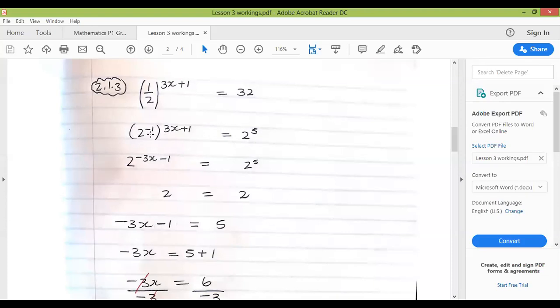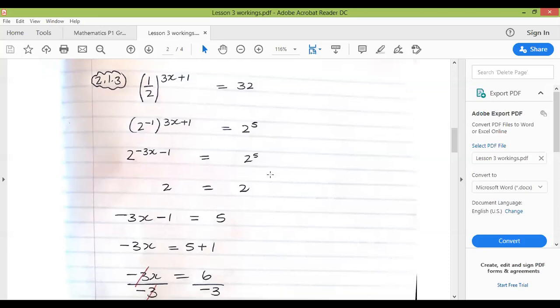Okay, remember you need to remove the brackets. That's your step number 2. So these brackets, you must remove them, which means this power -1, you must multiply it throughout with 3x and 1. No wonder you'll get 2 to the power -3x -1, because -1 times 3x is -3x, -1 times +1 is -1. And 2 to the power 5 will stay as it is.